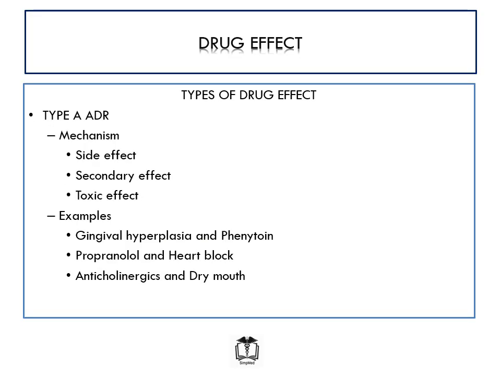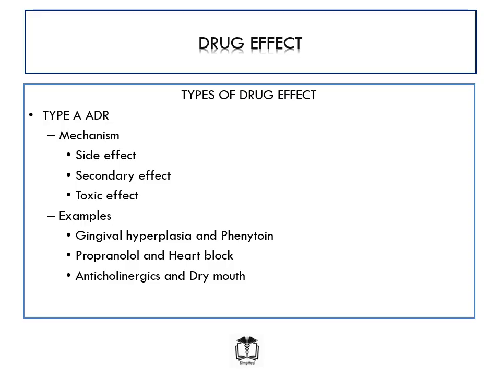So we have three major mechanisms by which the type A adverse drug reactions can manifest. They could either manifest as a side effect, a secondary effect, or a toxic effect. I'll talk about each of them in the next couple of slides with examples. But examples of generally type A adverse drug reactions include the use of phenytoin and the adverse effect of gingival hyperplasia, propranolol leading to heart block, and anticholinergic agent leading to dry mouth.